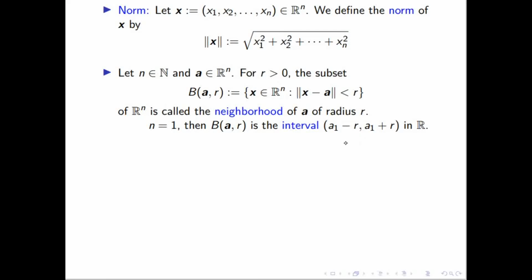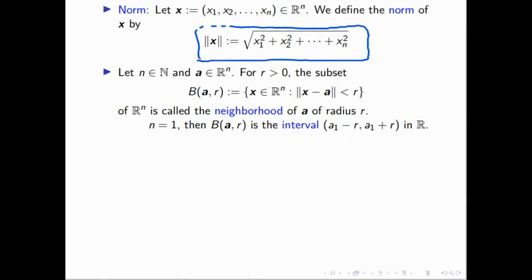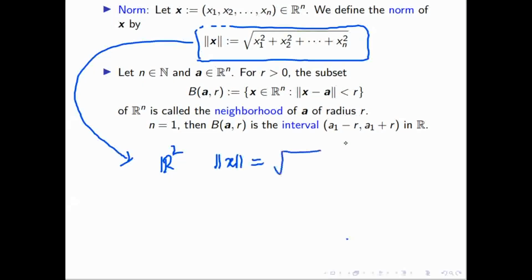So if we are in R, x means only one component, A is also one component. That component I am calling A1, and R is the radius, then this norm will become mod. Why will norm become mod? From this formula, if this is the formula for Rn. Suppose for R2, what is the formula for norm of x? Can anyone tell me? It is the square root of x1 square plus x2 square, since R2 has only two components, x1 and x2. Then it will come to this one, right?